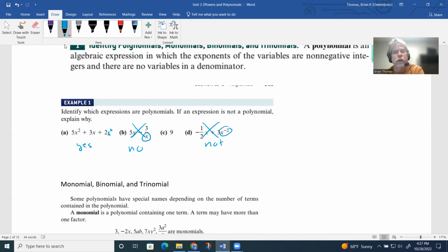Oops, missed the 9 though. Notice the 9 has an x to 0 there. So it's okay to have the variable with a 0 exponent. We just don't even show it. A lot of times this is just written as simply 9, or we call that a constant. So when you have a constant, the variable's there, but since it's raised to the 0 power, we don't write it.